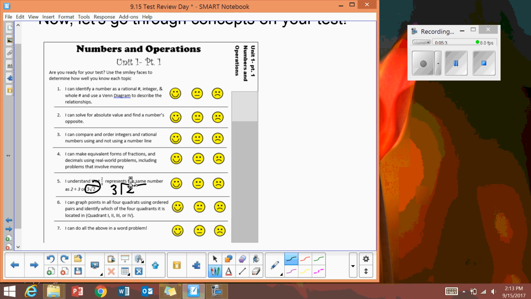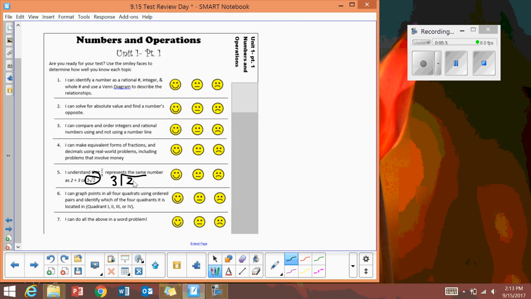So what I would like you to do is go through and assess yourself. So you're like, I can solve for absolute value and find numbers and its opposite. Yes, I can do that, that's really easy. But let's say you're like, I can make equivalent forms of fractions and decimals. Ooh, I don't really think I know how to do that. So you would put a frowny face and say, okay, this is something I'm going to need to study for my test.